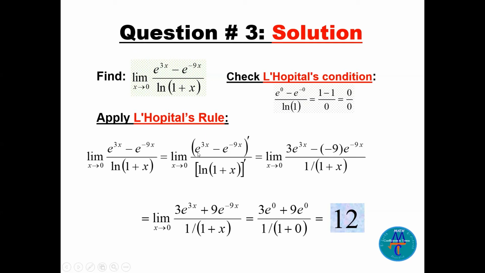Now find the derivative of the numerator. It will be 3 e to the power 3x minus, there is a minus 9 here from the derivative of minus 9x, times e to the power minus 9x, divided by the derivative of ln 1 plus x, which will be 1 over 1 plus x. So now we have minus and minus 9 becomes plus 9. We replace x by 0. So 3 e to the power 0 plus 9 e to the power 0 over 1 plus 0, which is 12. 12 is the limit.